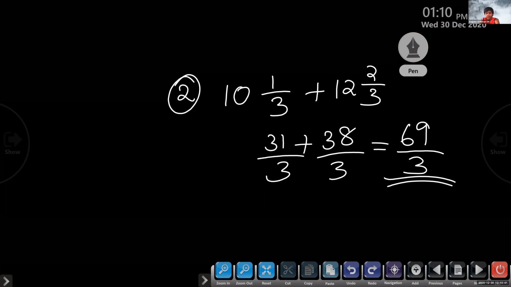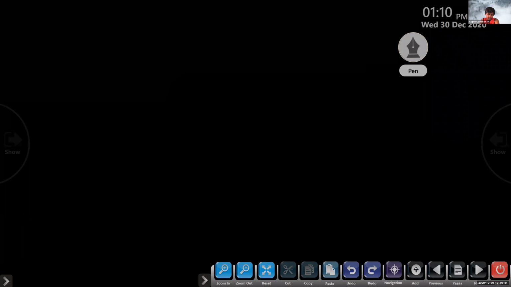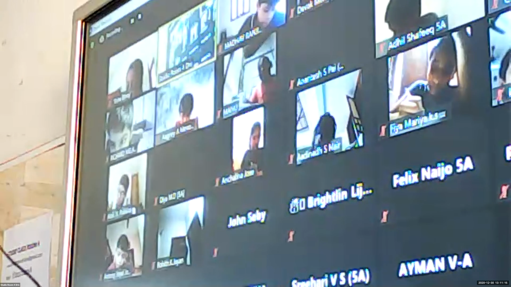Ma'am, for the second question, we can do another method, right? You can add 10 plus 12, yes? Yes. 10 plus 12, what is 10 plus 12? It's 22. 22 by 3. Ma'am, in the first question and the fourth question also, should we convert into a mixed fraction at the end, right? If you write like this also, it's okay. If you convert, then also okay, no problem.